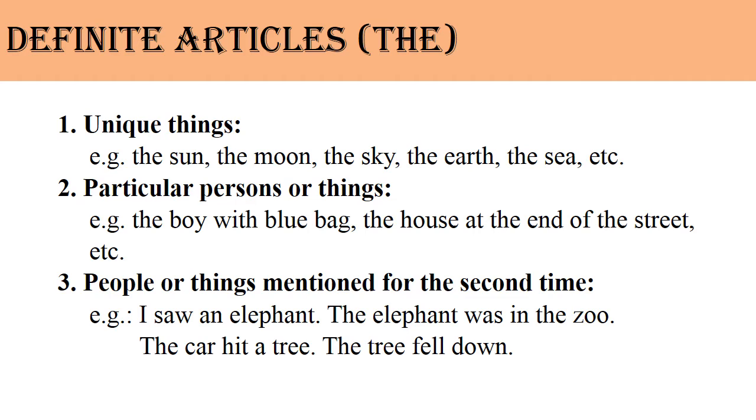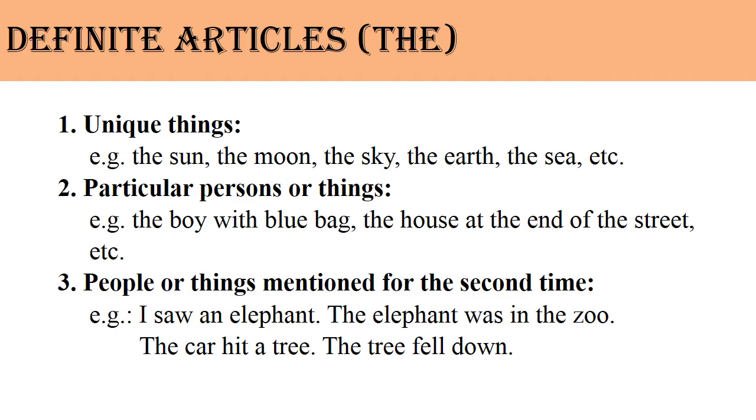Definite articles. Definite articles are used with unique things. Example: the sun, the moon, the sky, the earth, the sea, etc. They are also used with particular persons or things. Example: the boy with blue bag, the house at the end of the street, etc.